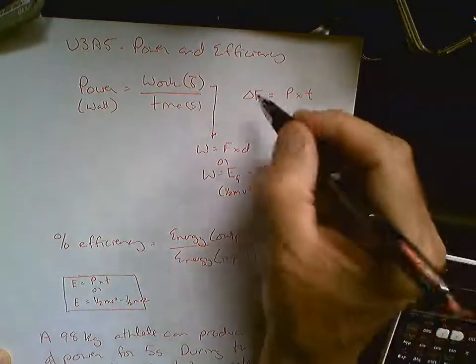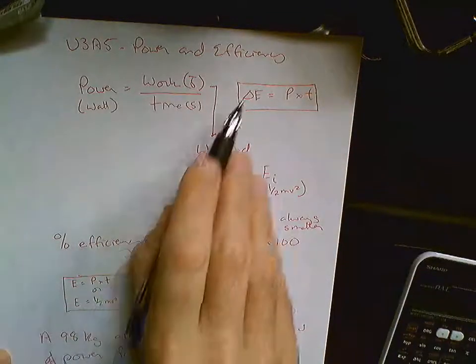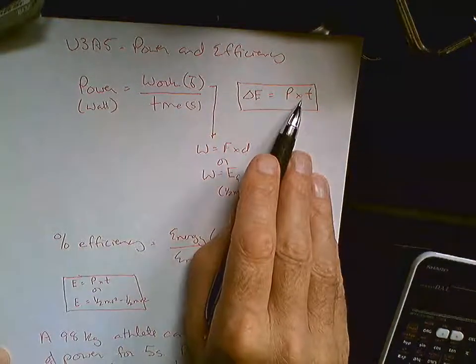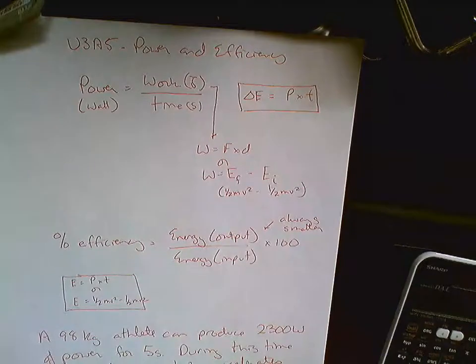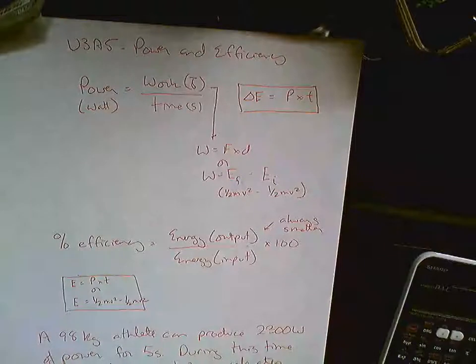So one derivation of this formula that's really important: substitute change in energy for work, which is equal to power times time. And we'll use this when we're doing energy ratings on appliances in our kitchens. So this can be an important use of this formula.